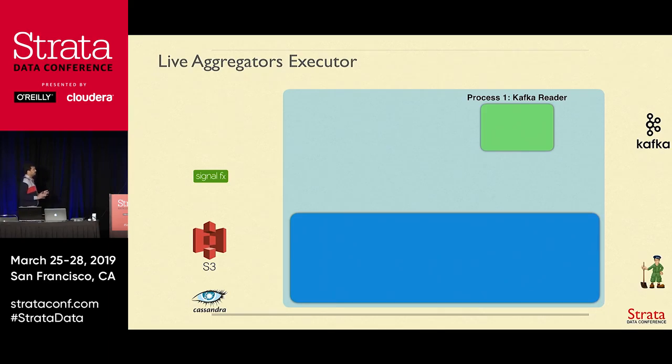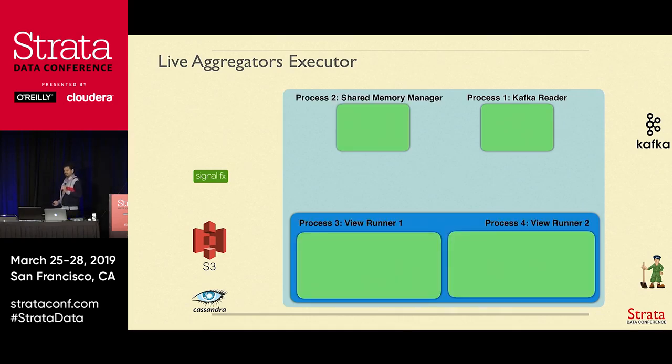So now let's dig in and talk about Live Aggregators Executor. It does multiprocessing. It spawns its main process, which is Kafka reader. It spawns multiple processes to aggregate the data. So the very first thing Kafka reader or the main process would do is to fetch all the views which it has to run in this LA task. And then it finds out from which Kafka partitions those views need the data from.